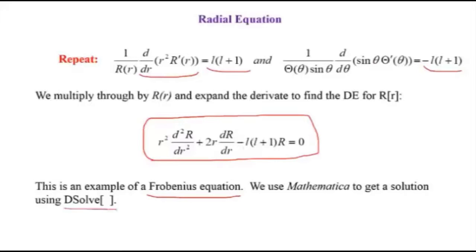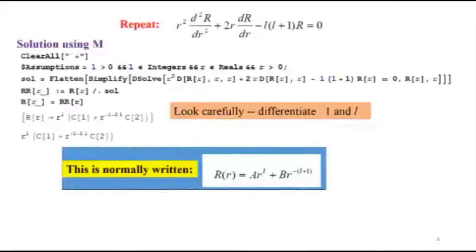So we'll use DSolve to do that. Here's the program. First of all, in order to simplify our DSolve process, we can make assumptions about L. L is this thing that looks like a 1, but it's really an L. It's greater than 0. It's a member of the integer set, and the same goes for r. r is a real variable and is greater than 0.